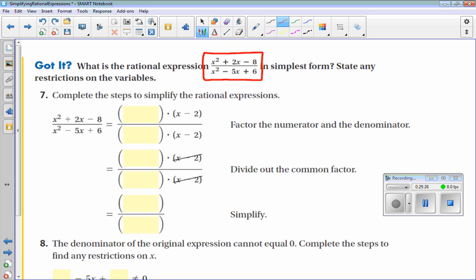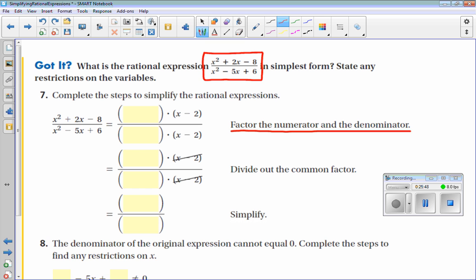I have a trinomial, good. I've got a plus and a minus sign in the numerator, and I have the same thing in the denominator. It is a quadratic trinomial, which means I am going to factor. So we're going to factor both the numerator and the denominator. Factor the numerator and the denominator.